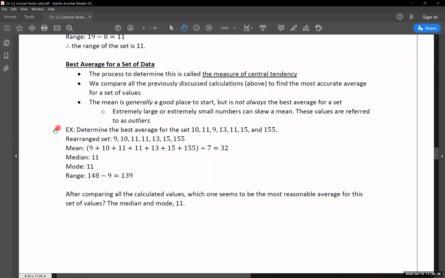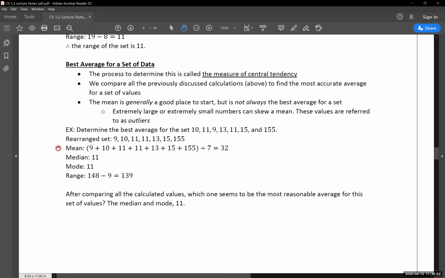So we'll take a look at an example that we have here. We're told to determine the best average for the set 10, 11, 9, 13, 11, 15, 155. So if we're determining that, we're going to need to find the median. So at some point in time, we're going to need to rearrange this thing. So let's just start with doing that. So that's our first thing that we did here.